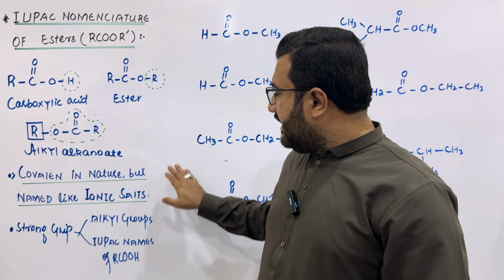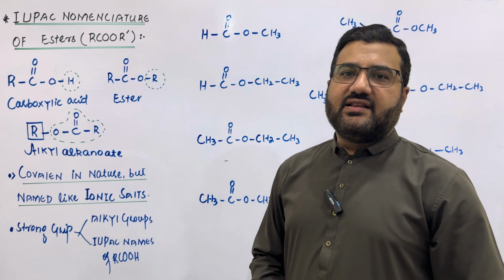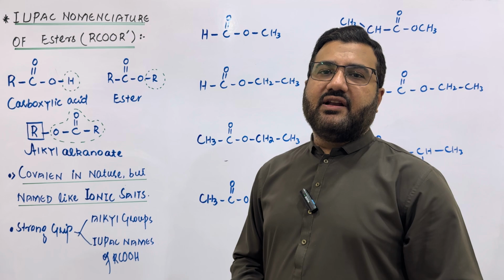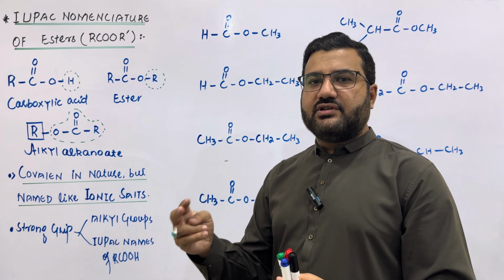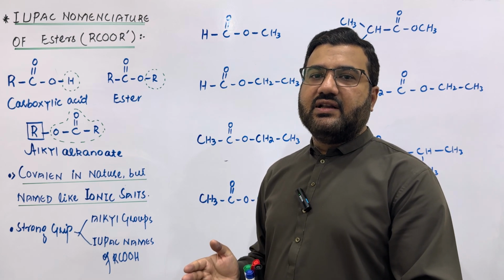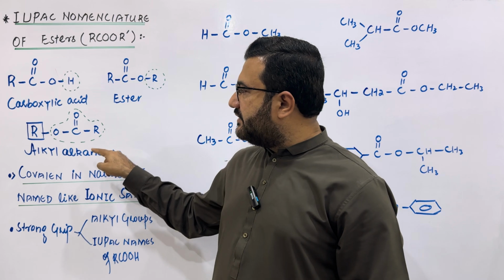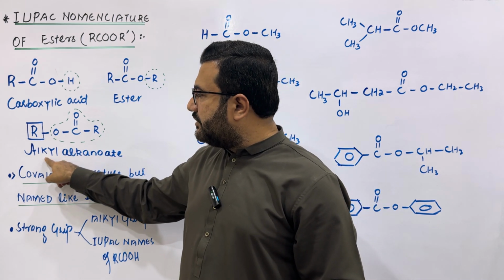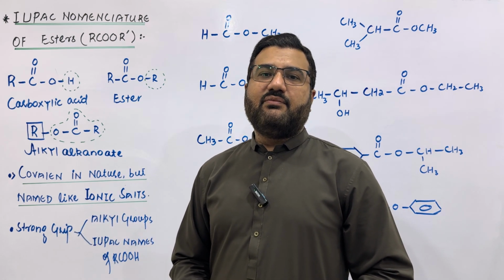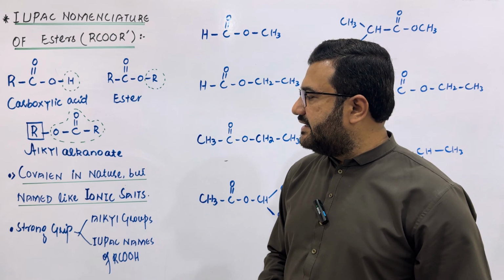My dear students, esters are basically covalent in nature, but they are named just like the ionic salts or ionic compounds. All the ionic salts or ionic compounds also have two portions of their name. The first portion refers to the cation, the second portion refers to the name of the anion. Similarly, esters also have two portions of their IUPAC names. The first portion belongs to the alkyl group, and the second portion belongs to the alkanoic acid or carboxylic acid from where the ester is derived.